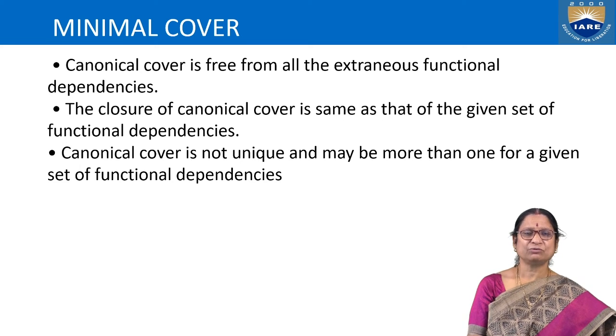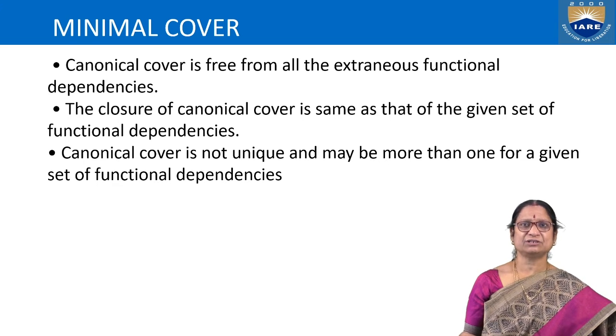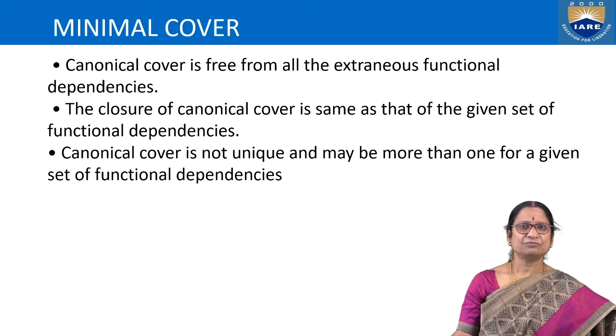Because it has no redundancy, it means irreducible. So our FDs are going to have some additional ones removed. That's why it can be considered a canonical cover. The closure of the canonical cover of a set of attributes is the same as that of the given set of functional dependencies.